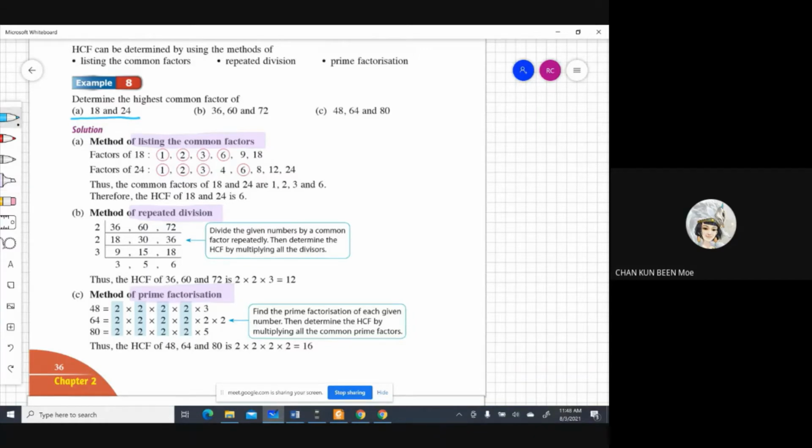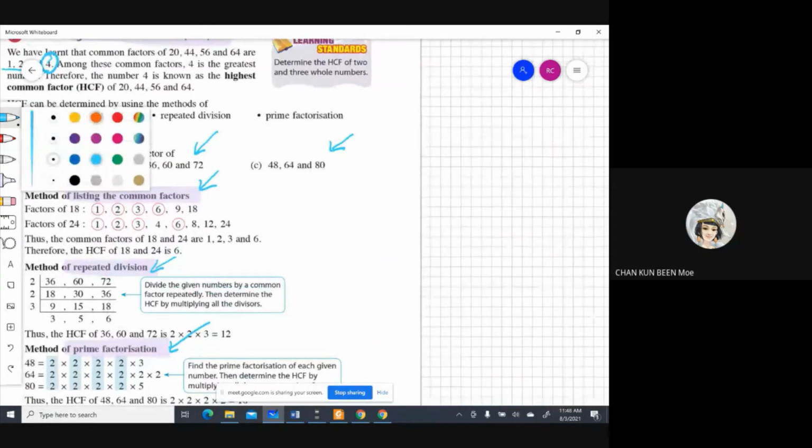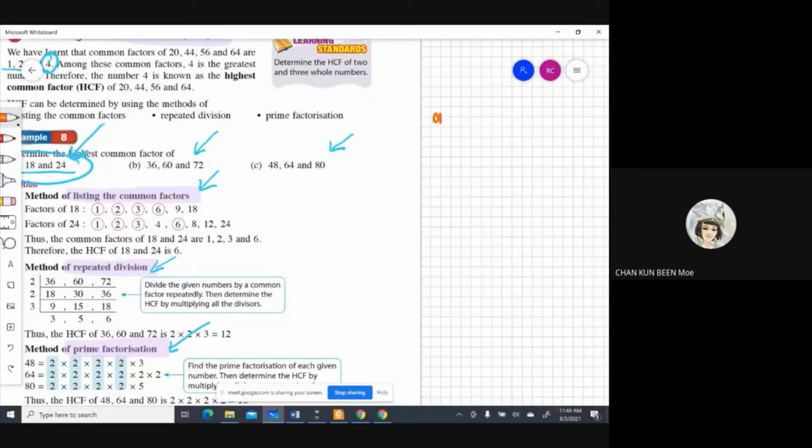For the first one, A, we are going to use the method of listing the common factors. For the second question, we are going to use repeated division to show you how to get the answer. And for the third question, I'm going to show you prime factorization. You don't have to worry. Now we are going to determine the highest common factor of 18 and 24 by listing the common factors. We have done this earlier, I'm just repeating it to show you how it is done.